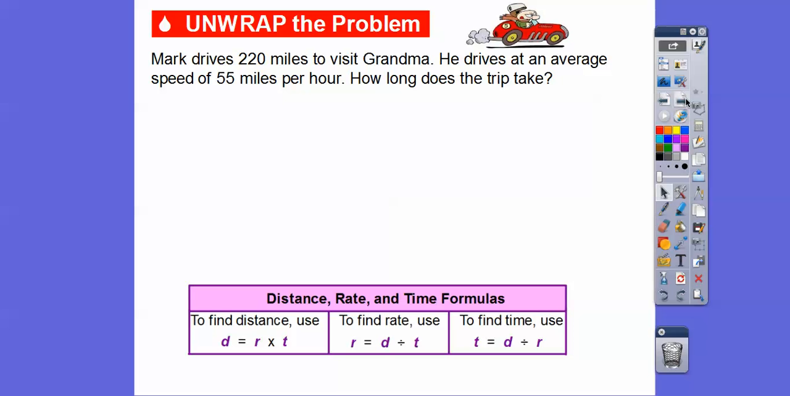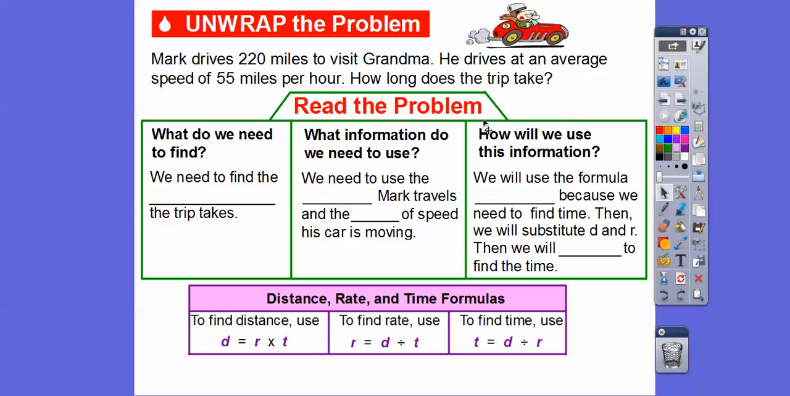All right, so we just slid that up, and so here's our formulas down there. Let's answer some questions here. So what do we need to find? We need to find, it's always right here, how long the trip is going to take. So the amount of time it's going to take. What information are we going to use? Well, we need to use the distance that he travels, 220 miles, and the speed that he's going, 55 miles per hour. So we're going to use the formula time equals distance divided by rate, because we need to find the time.